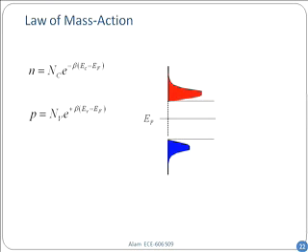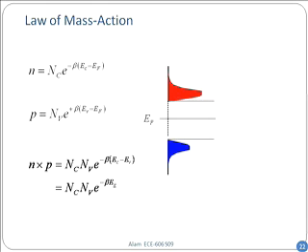Okay. Now, if I multiply, that gives me a very strange relationship. Because when I multiply n with p, you can immediately see that the EF disappears. You see that?